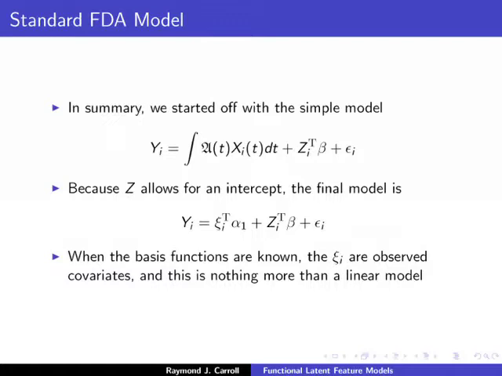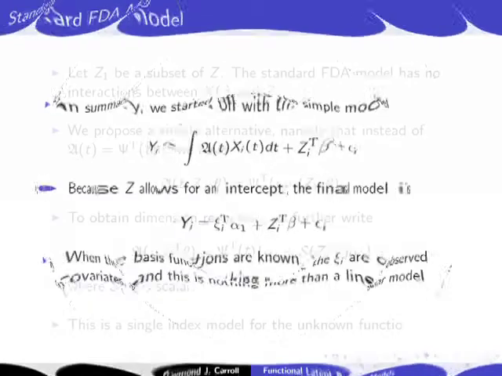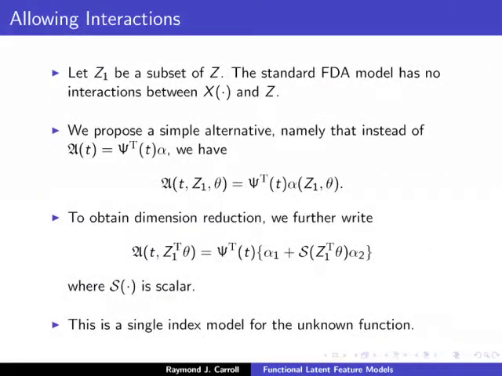Okay. Well, I'm not interested in the additive model. What I want to do is add some interactions between the longitudinal covariate process and the covariate z. And in my example, that's a natural thing to do. We'll see it later, but it's thought that there has to be some interactions between the two. And so it's a natural thing to try.